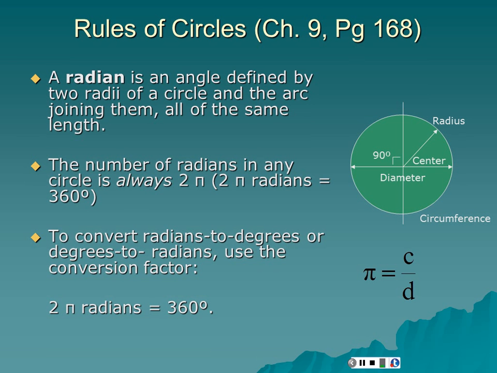To convert from radians to degrees or degrees to radians, we use a conversion factor. We can use the conversion factor to change anything between its different units, right? We did it before, remember the conversion between miles and feet, or centimeter, meter, kilometer, right? As long as we know their conversion factor, we can do that. So 2 pi radians equals 360 degrees.